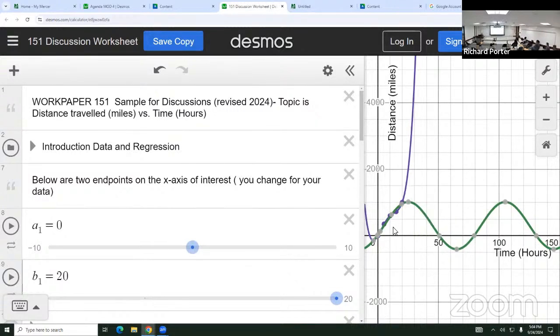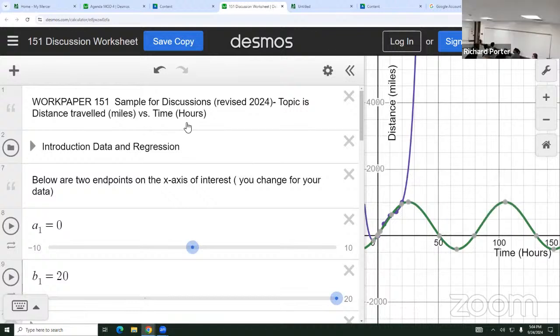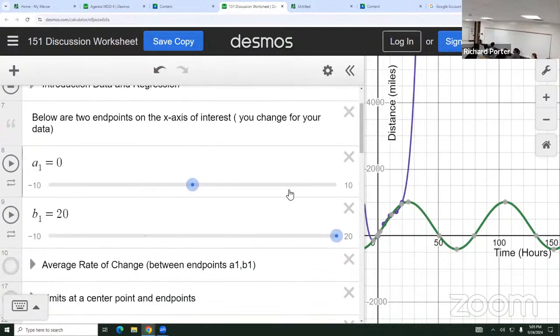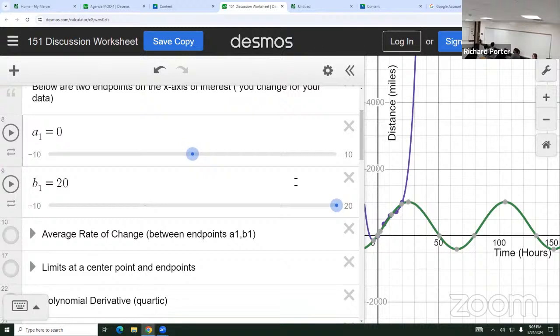Okay, I picked this green. So the data goes up like that. The quartic goes off to infinity, but the green one goes up and down, which in my trip to Florida might actually make sense. I go to Florida, I come back. I go to Florida, I come back. The distance is going, you know what I'm saying? I'm going to Florida and I'm coming back. And if I do that every 80 hours, then yeah, it takes 80 hours to go to Florida and come back. It doesn't take 80 hours.